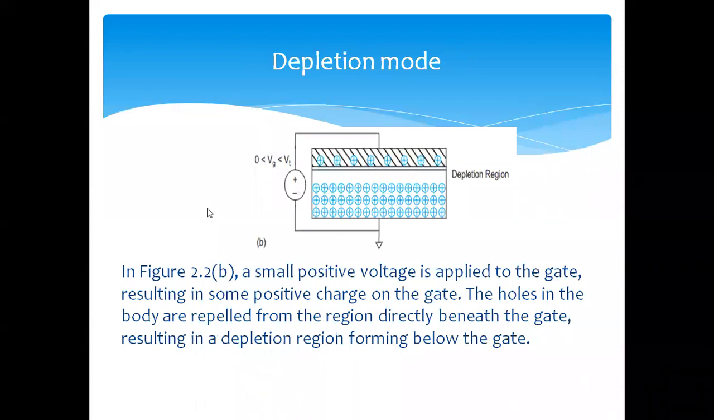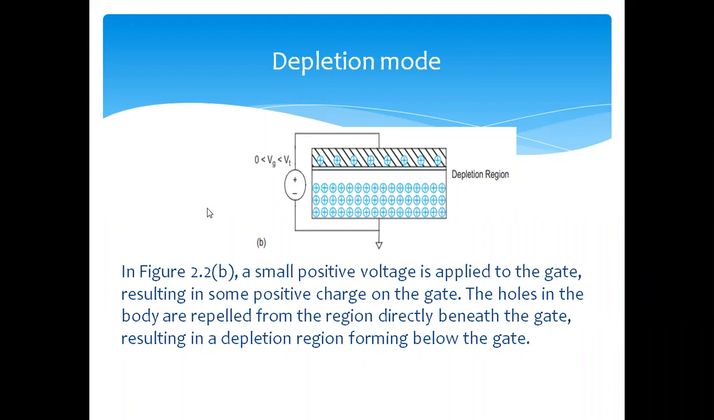Now, next one is the depletion mode. What happens in a depletion region? So here is the condition. Gate voltage is still less than 0, but it is less than threshold voltage also. Now, what happens in this depletion mode? A very small positive voltage is applied to the gate, resulting in some positive charges on the gate. Until now we have applied the negative charge on the gate. Now we have applied a positive charge on the gate.